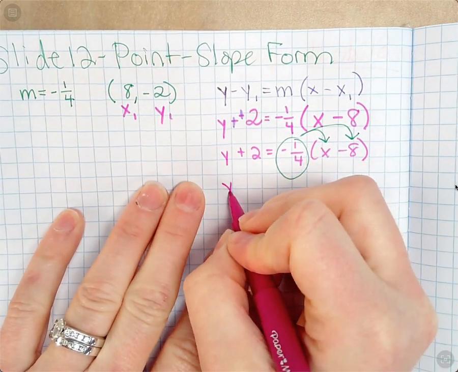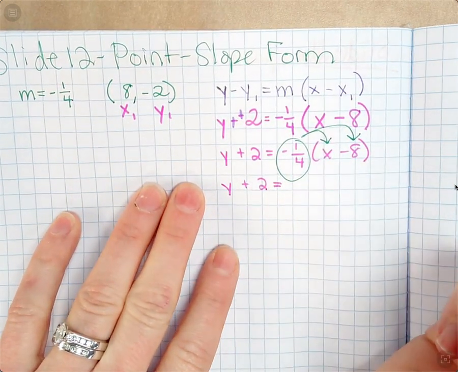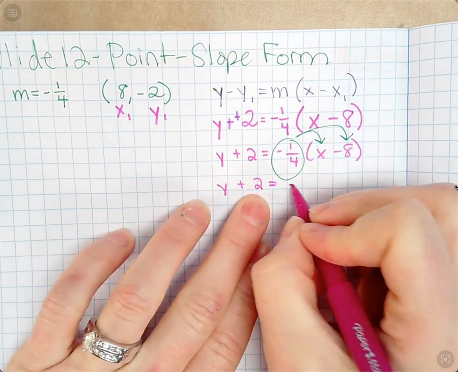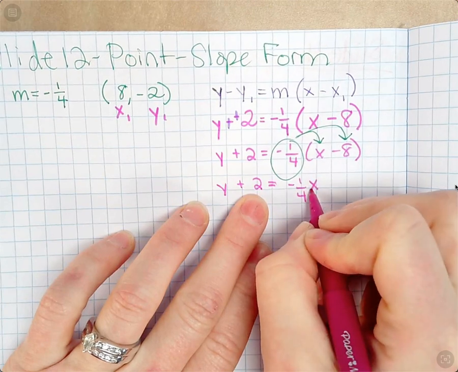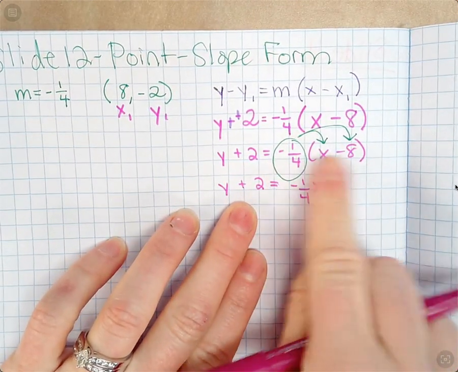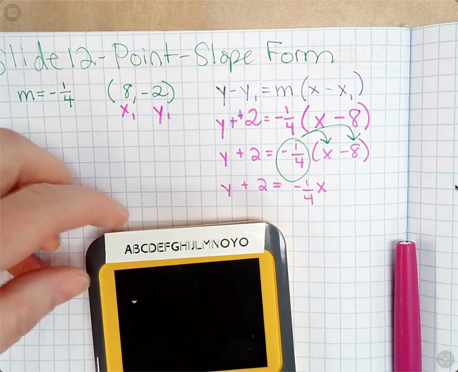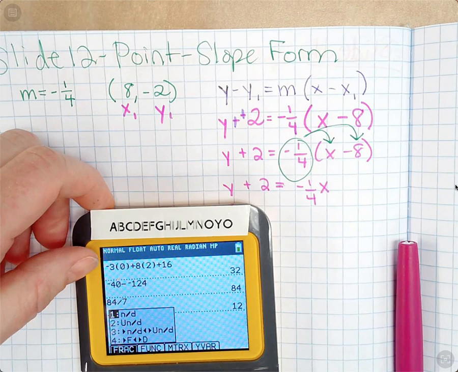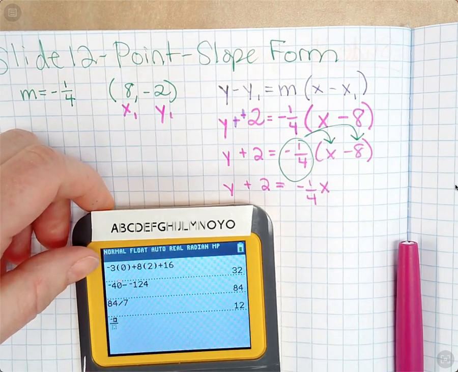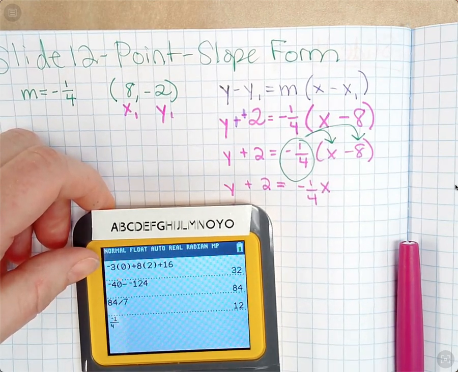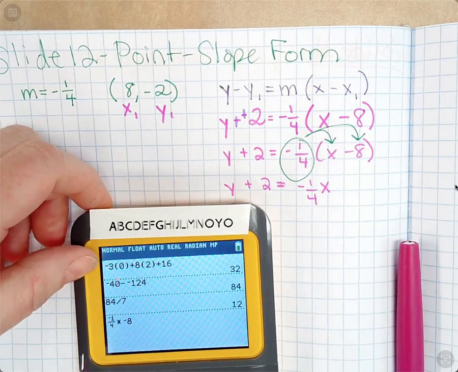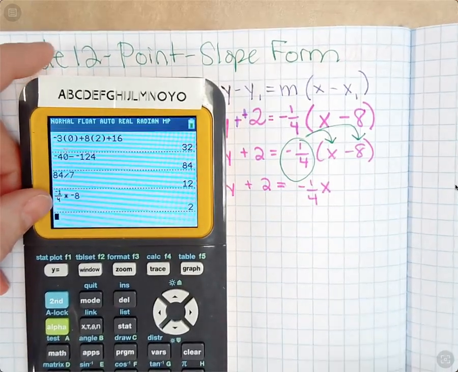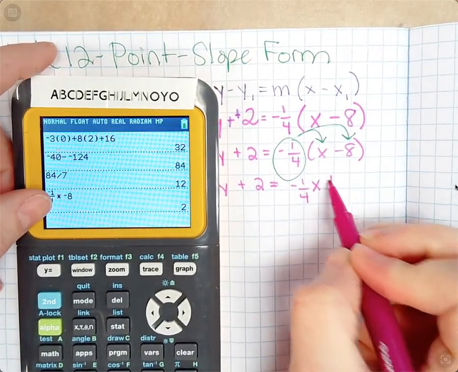So I still have y plus 2 on one side equals the -1/4 times x would be -1/4 x. And then -1/4 times a -8. We're going to take the sign with it. So I'm going to put it in my calculator. You don't have to, but I just want to show you how you would put it in. -1/4 times a -8 is a 2. And it's negative times negative, making that a +2.